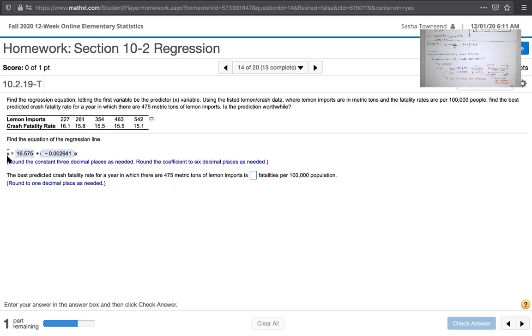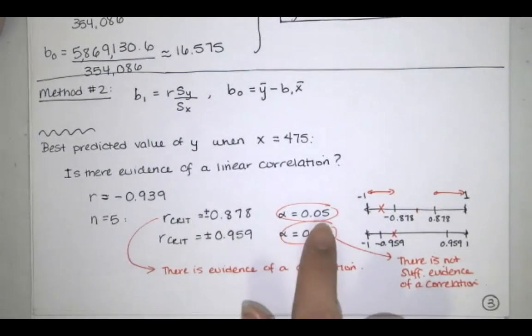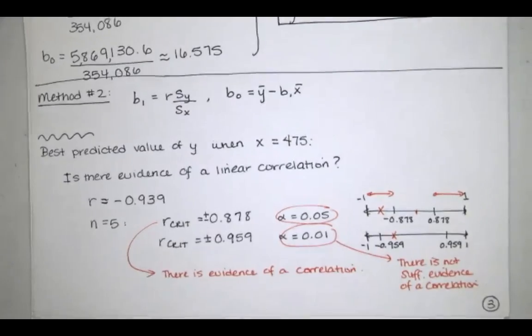So you just plug in your 475 for X over here, and that's going to give you the predicted value of Y. But again, you should only use that equation for the regression line if you have evidence of a correlation. And it's actually a little bit ambiguous whether or not we have evidence for a correlation because they haven't told us what our alpha value is. So we are going to assume that alpha is equal to 0.05 and we have evidence of a correlation.